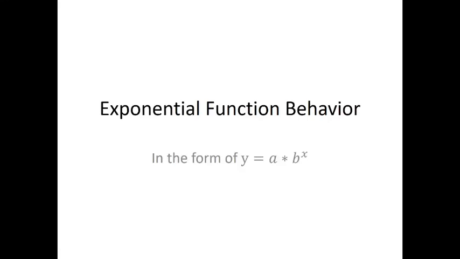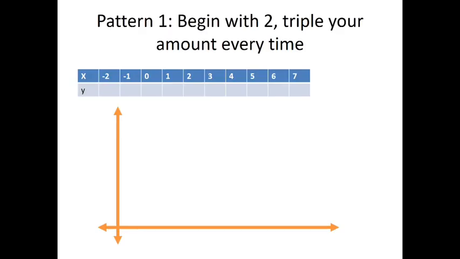All right, in this video, we're going to examine the behavior of exponential functions when they're in the form of a times b to the x. In other words, how does a change what our graph looks like, and how does b change what our graph looks like? So I'm going to start with pattern number 1.